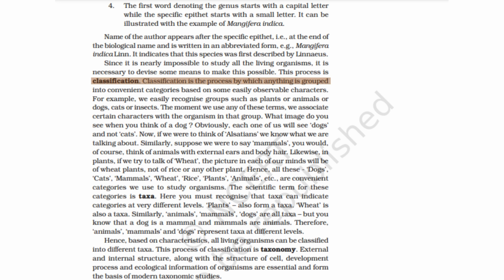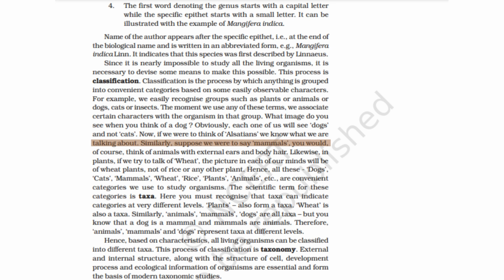Classification is the process by which anything is grouped into convenient categories based on some easily observable characters. For example, we easily recognize groups such as plants or animals, or dogs, cats, or insects. The moment we use any of these terms, we associate certain characters with the organism in that group. What image do you see when you think of a dog? Obviously, each one of us will see dogs and not cats. Now, if we were to think of Alsatians, we know what we are talking about.